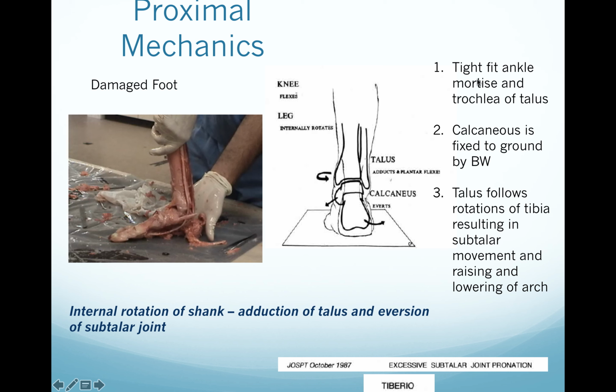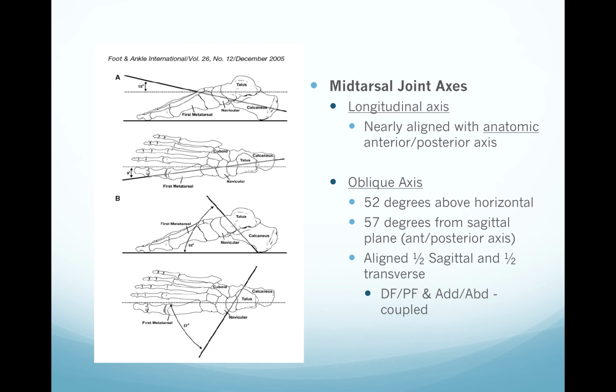So the tight fit between the ankle mortise and trochlea of the talus when the calcaneus is fixed to the ground allows rotations of the tibia to induce talar motion, which then in effect causes subtalar motion. So in this diagram here, we can see that internal tibial rotation causes adduction of the talus and eversion of the subtalar joint. This motion then has effects on the midtarsal joint. But to understand how the effects happen, we first have to understand the axes of the midtarsal joint.